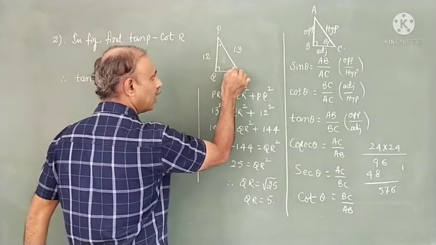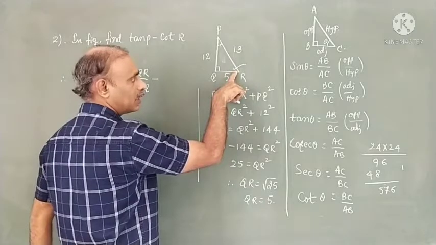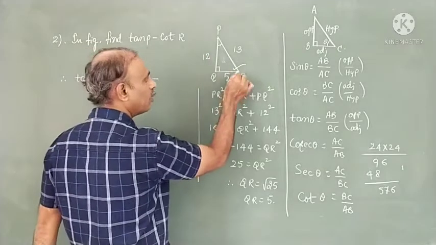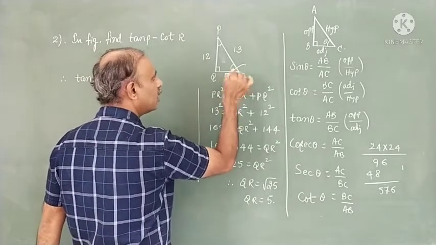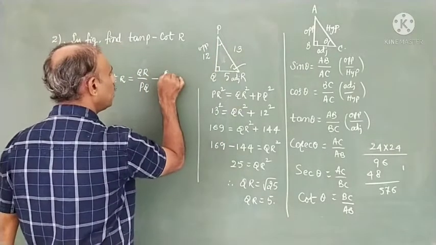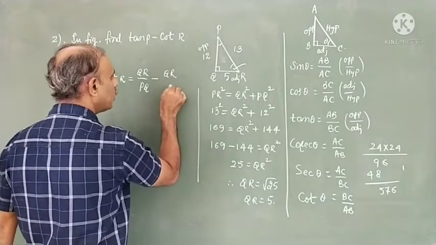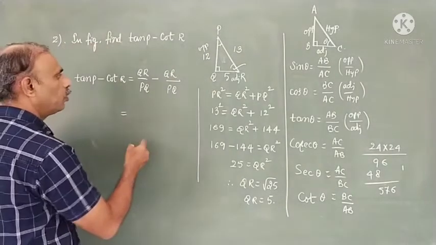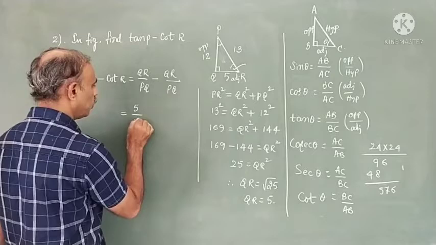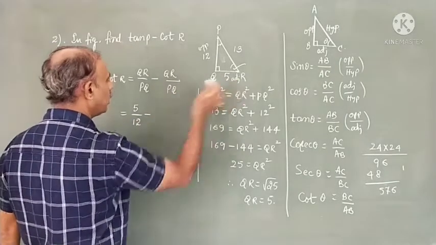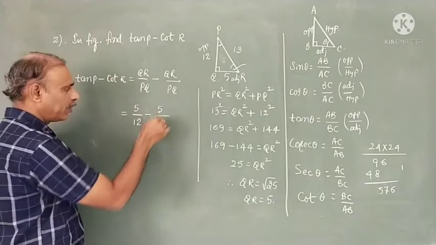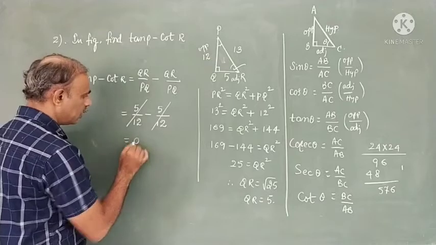See, with respect to R, this is your acute angle R. Cot means adjacent by opposite side. When you come to R, this is your adjacent and this becomes opposite. Okay? So that is what? QR by PQ. QR is 5 by PQ, which is 12. So 5 by 12 minus 5 by 12 cancels. Your answer is 0.